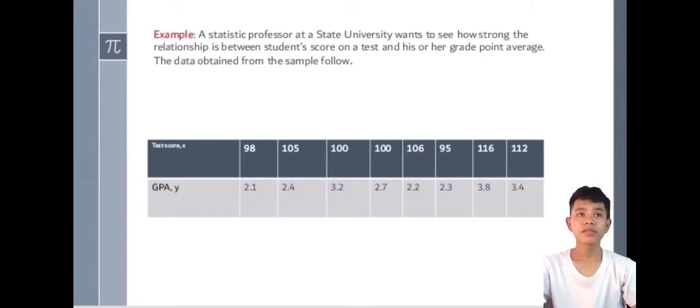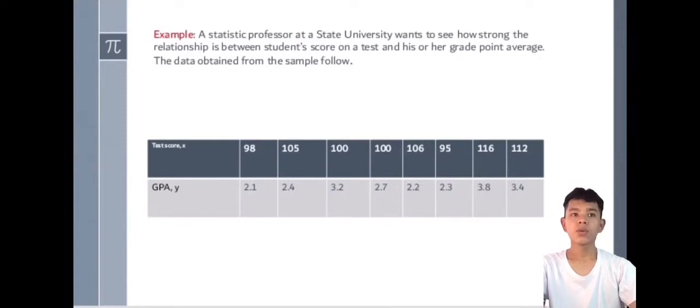So our example, or the scenario, is a statistics professor at a state university who wants to see how strong the relationship is between students' score on a test and his or her grade point average. The data obtained from the sample follow. Okay, no, kung makikita, it's all about the relationship between the student score at yung grade point average ng estudyante. Okay, dito sa chart natin ay may test score, which is ang x, tapos ang GPA or grade point average ay ang y natin.